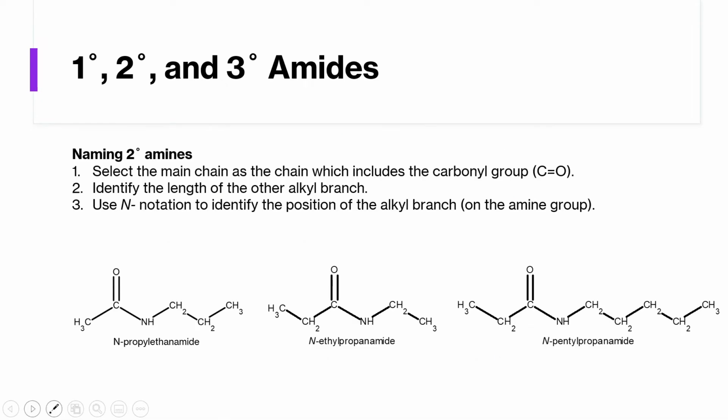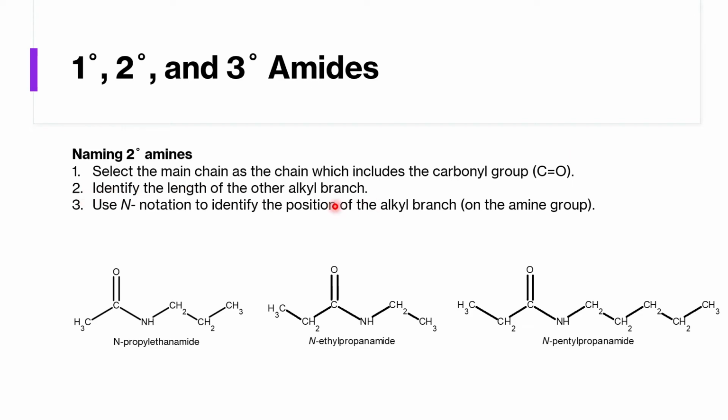When we're naming a secondary amide, we still continue to use a lot of the naming rules that we've used already. The biggest difference between naming an amide and an amine, and I've just noticed that that's a typo, apologies, but when we're naming an amide, we always select the main chain as the one that has the carbonyl group. So whether or not it's the long chain or the short chain, the chain with the carbonyl group in it is known as the main chain.